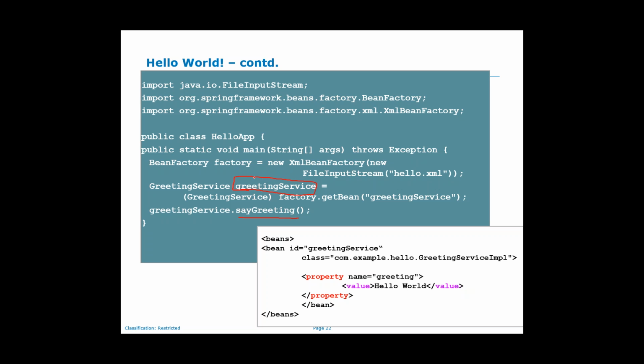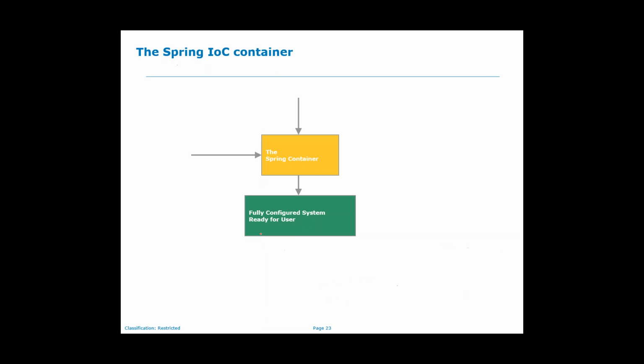It is returning you the object of this greeting service implementation, this one. Because interface, it supposes, is a relationship. That is the reason you are able to typecast this to interface. Okay, got it. And then you call it say greeting.